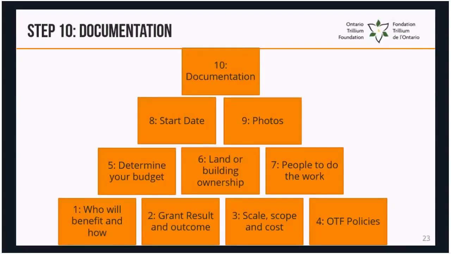And finally, step 10, have required documentation in place and available during the grant review process. In other words, have it in place by the time you submit your application. Documents that would be required would be 2 written quotes for any item over $10,000, proof of ownership or a 5-year lease agreement for all renovation or improvements to land or property, collaborative agreements, if applicable.